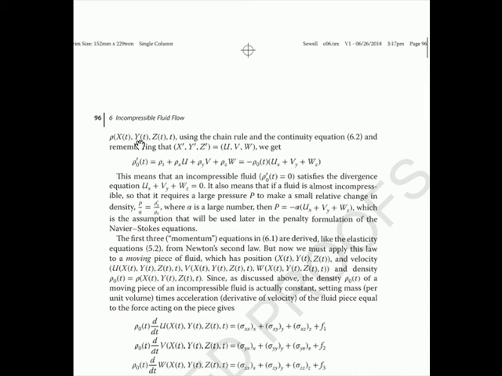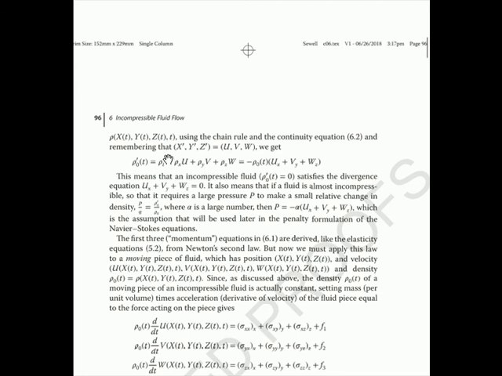See, rho is a function of x, y, z, and t, but if we look at a moving piece where x, y, and z are given functions of t, time, then the derivative of that with respect to time, rho sub 0 with respect to time, would be, again using the chain rule, rho sub t plus rho sub x times x prime plus rho sub y times y prime plus rho sub z times z prime. And since x prime is just u, y prime is v, z prime is w, you get exactly that.